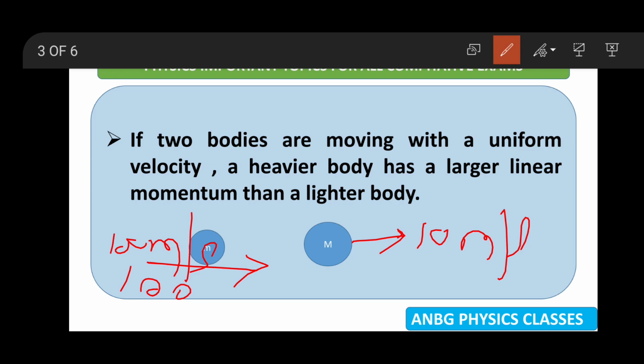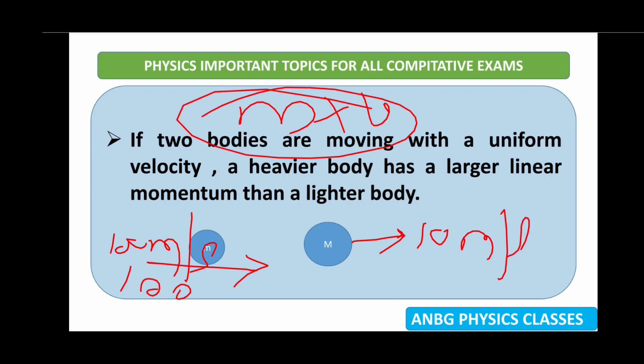So momentum depends on both mass and velocity. Only when both objects are moving with a uniform velocity does the object with more mass have the maximum momentum compared to the smaller object. And if the velocity changes, then the magnitude of the momentum depends on that. So momentum depends on both mass and velocity.